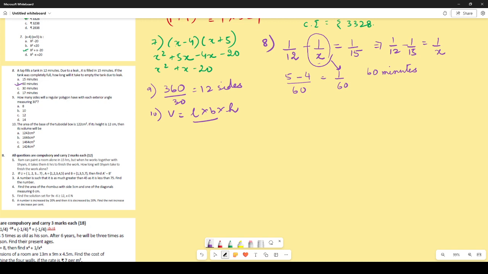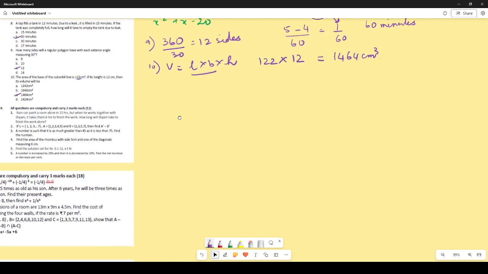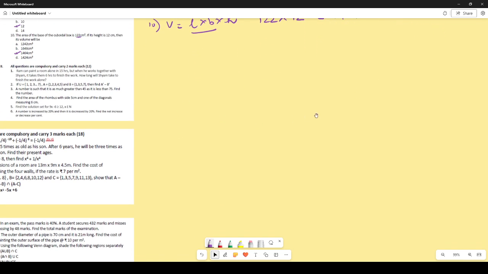Length into breadth is already given over here, 122. So 122 into height is already given over here. So 122 into 12, that makes it 1464 cubic centimeters. So the correct option will be C option, right? So it wasn't that difficult. All you needed was to pay a little bit of attention and you could have solved all of the questions correctly. Now let us take up these 2 mark questions.